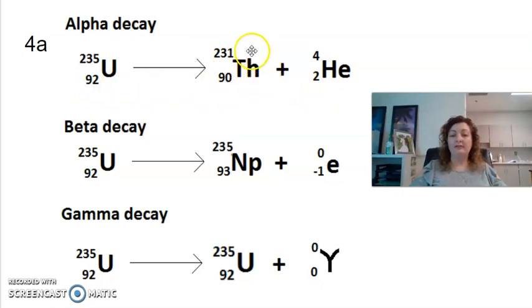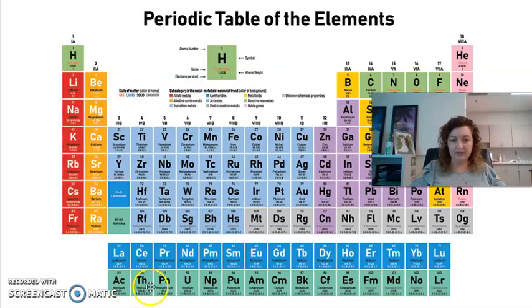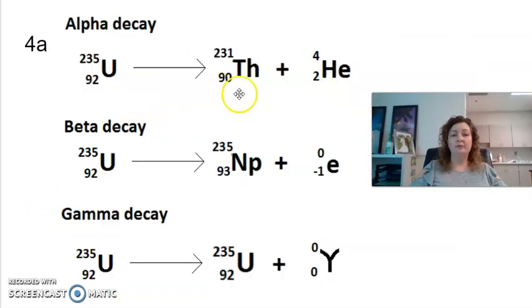Now, in order to find the symbol, you're just going to look at the periodic table for 90, because remember, this is the number of protons. If you look, 90 is right here, and it is thorium, TH. So go ahead and write that TH, and you're done. You just alpha decayed it. You're good. Now let's look at beta decay.